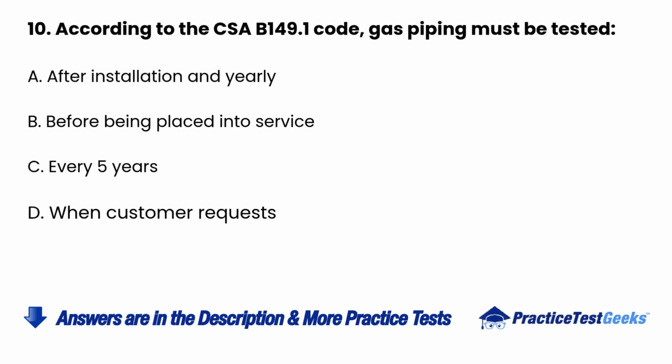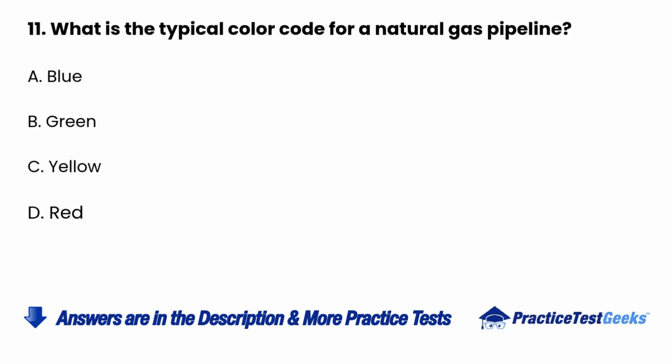10. According to the CSA B149.1 code, gas piping must be tested A. After installation and yearly. B. Before being placed into service. C. Every 5 years. D. When customer requests.